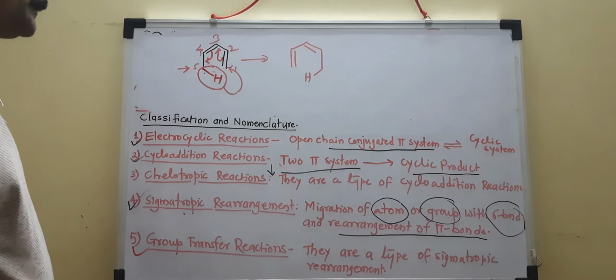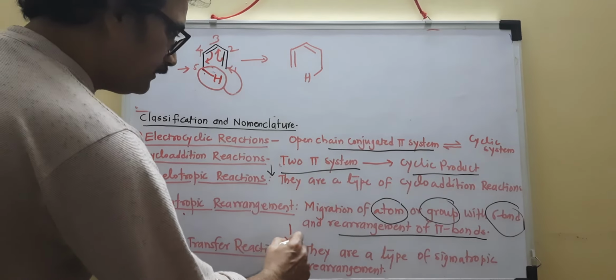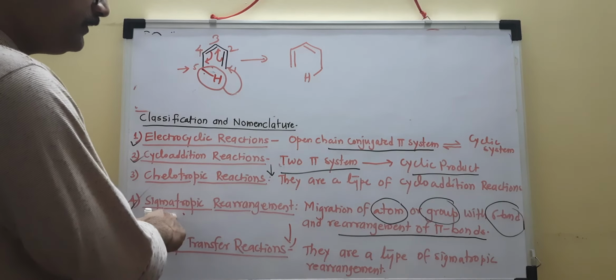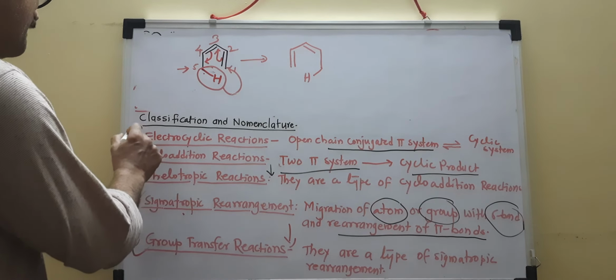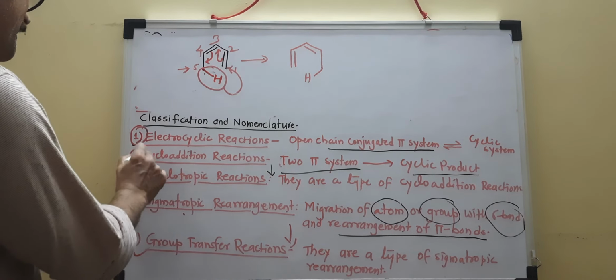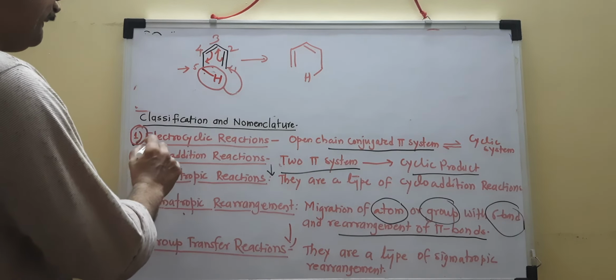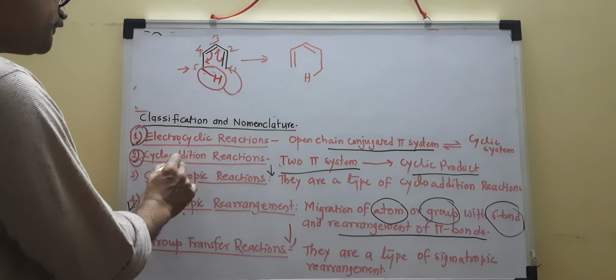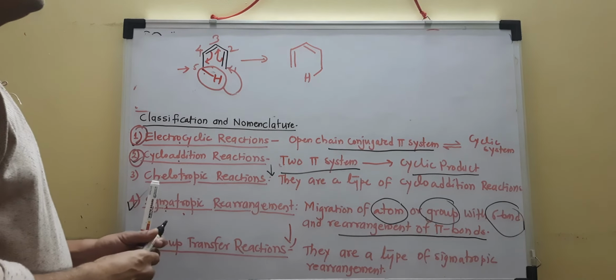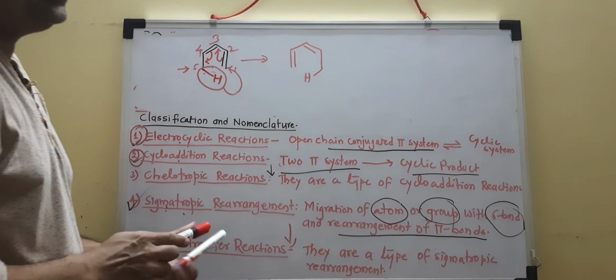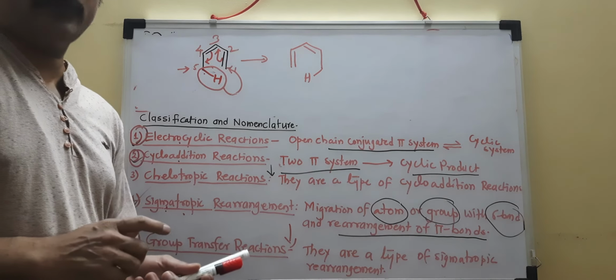Another is group transfer reaction. This is another type of sigmatropic rearrangement that we are going to discuss in more detail. So actually there are three main types of reaction included in pericyclic reactions: electrocyclic reaction, cycloaddition reaction, and sigmatropic rearrangement, which we'll discuss in more detail during our next video. Thank you.